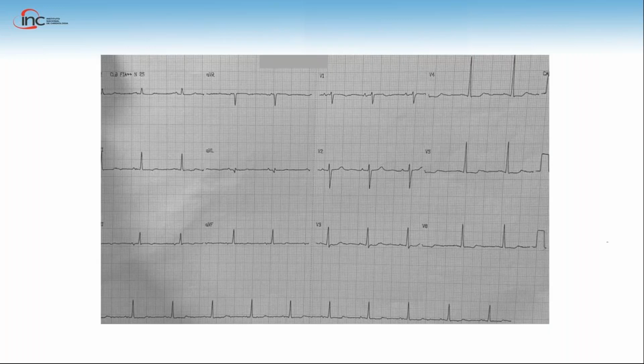This one is the electrocardiogram. On this day, she was in sinus rhythm. Her left atrium was enlarged because of the rheumatic disease, and she had also flutter and atrial fibrillation, but on this day she was in sinus rhythm.